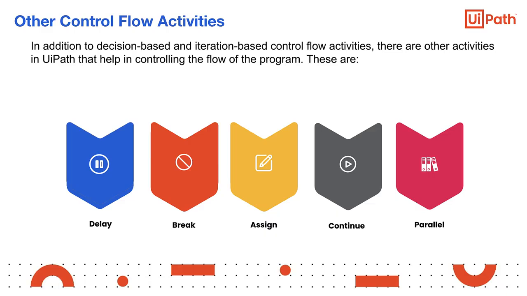As discussed earlier, in addition to decision-based and iteration-based control flow activities, there are other activities in UiPath that help in controlling the flow of the program. These are delay, break, assign, continue, and parallel.